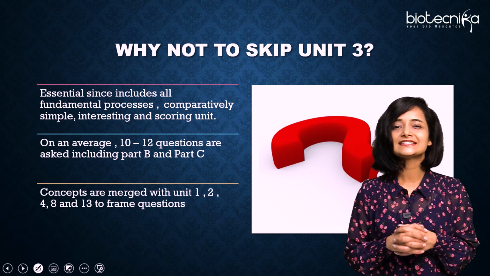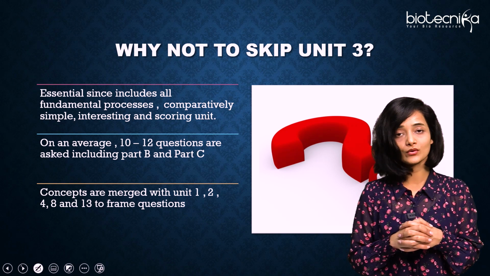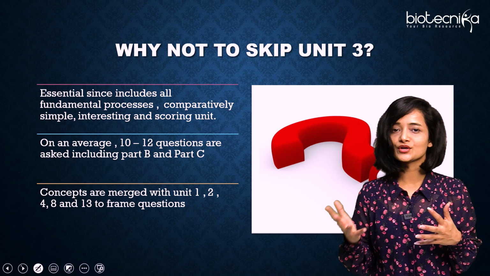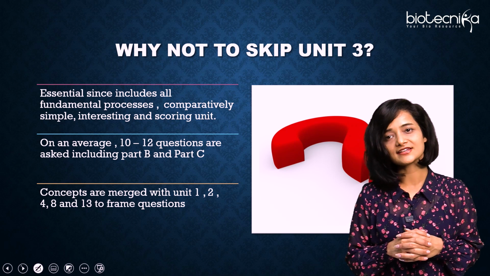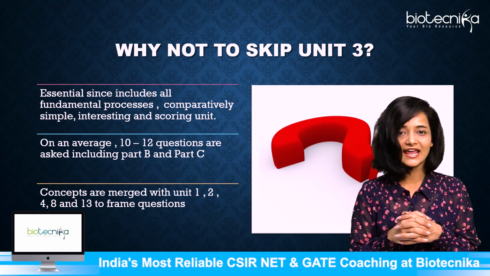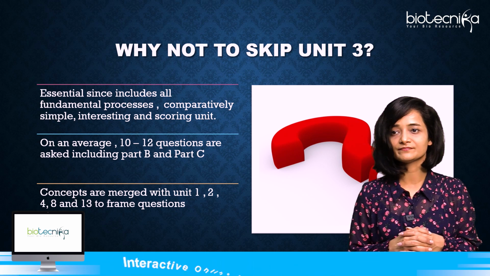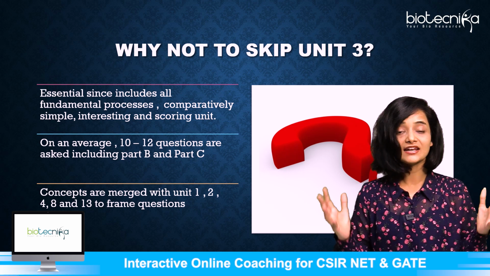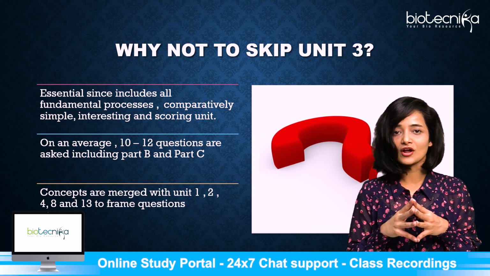On an average, 10 to 12 questions are asked every year in the CSIR NET exam, both in Part B and Part C. Concepts are merged with Unit 1, that is Biochemistry, Unit 2, Cellular Organization, Unit 4, Cell Communication and Cell Signaling, Unit 8, Inheritance Biology, and Unit 13, Methods in Biology. Since the concepts in this unit are linked to so many units in the CSIR NET syllabus, leaving this unit is not recommendable.